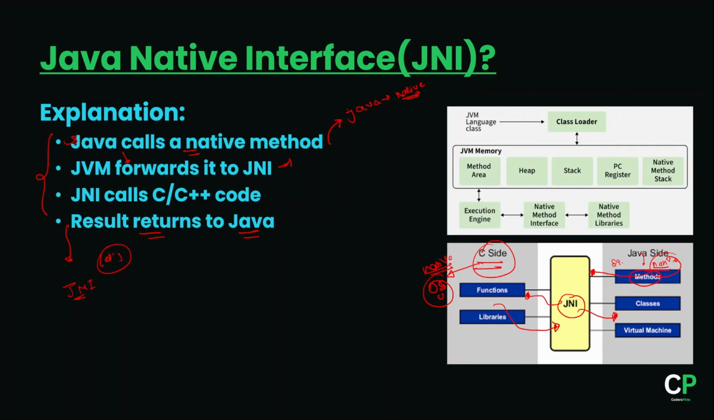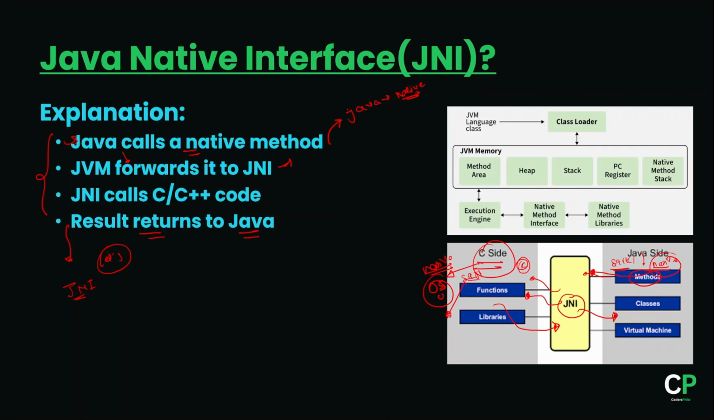For example, here we have our square root function, which is of the type native, so it forwards this call to the JNI. JNI forwards this call to the C or C++ code, in our case C code, and in that the square root function is defined.